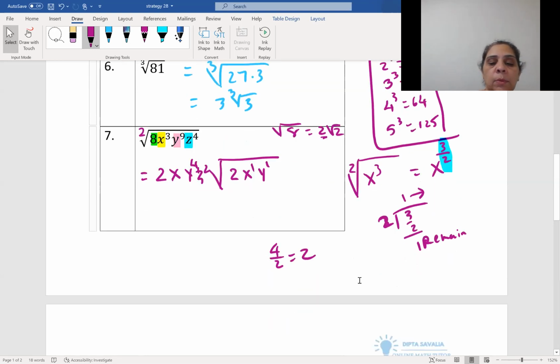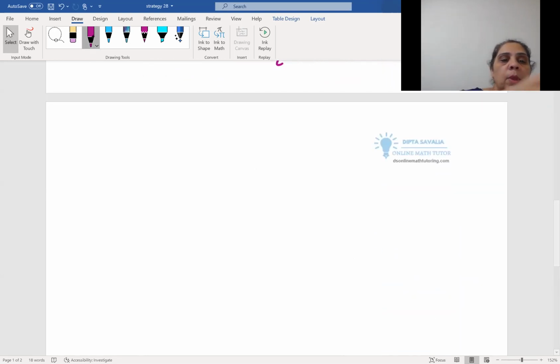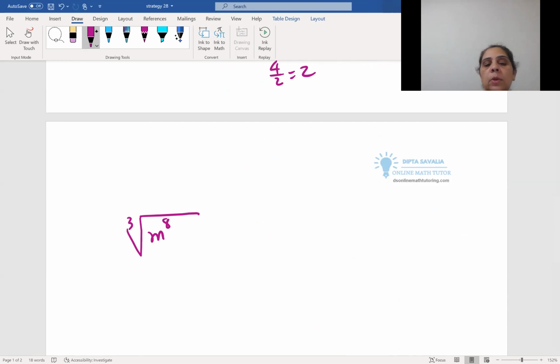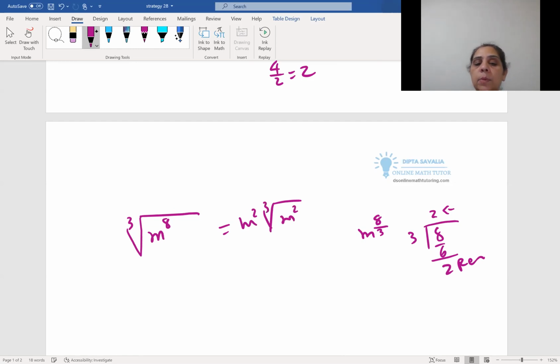Let me give you another example. If we have, let's say, cube root, m to the 8th power. So if you just write it in fraction form, you will get m to the 8/3. So this fraction you convert to a mixed number. So you have 8 divided by 3. How many 3 goes in 8? 2 times. So that is the remainder. That goes in and this power goes out. So m squared times cube root.